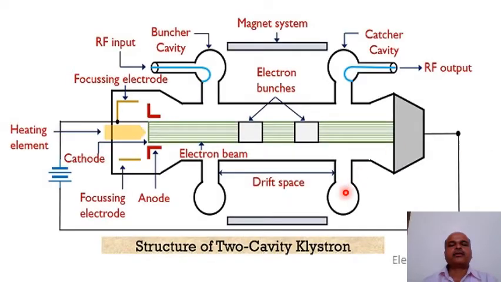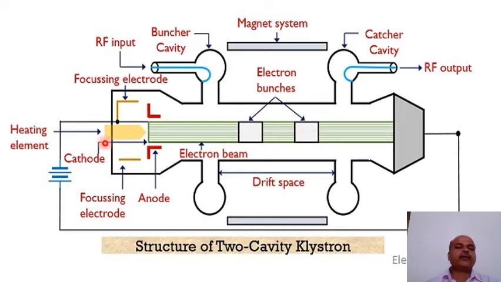So the two-cavity klystron structure is as shown in this figure. Two-cavity klystron consists of heating element, cathode, focusing electrode, anode, then there are two cavities, buncher cavity and catcher cavity. The RF input is given from this side. The space between the two cavities is called the drift space, and where electrons are emitted, this space is called the interaction space. And these are called electron bunches. Electron bunching process takes place.